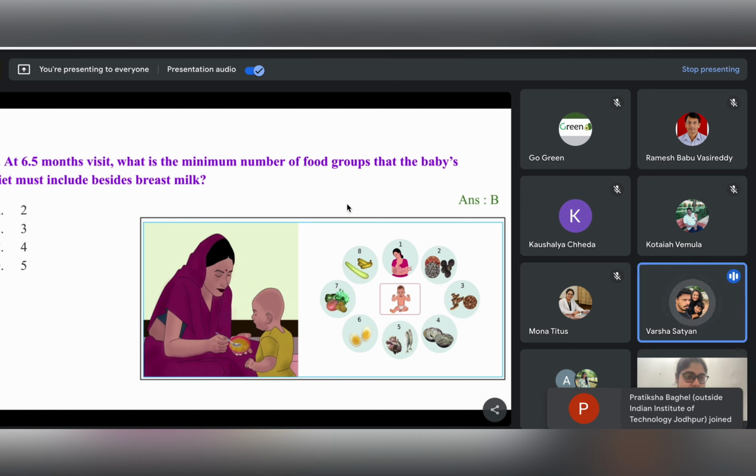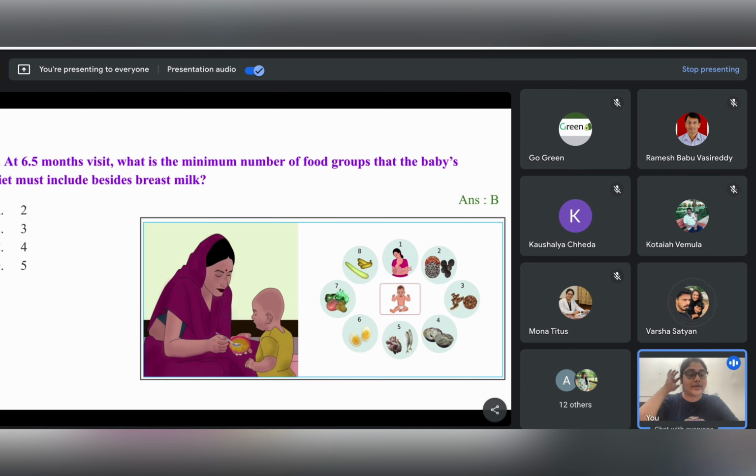My doubt is: every 4 days once the baby is introduced to a new food group, right? Yes. So the first food group has been introduced, and on the 8th day, roughly, the second food group is introduced. Correct. So for every 4 days we introduce one food. Yes, if you remember, we have discussed this before.